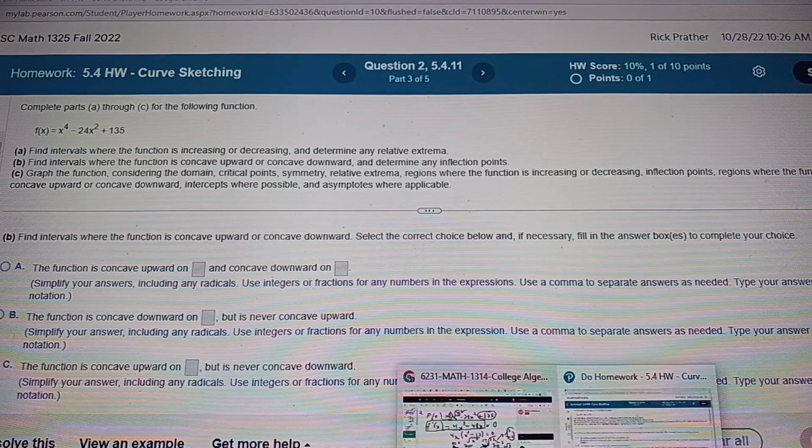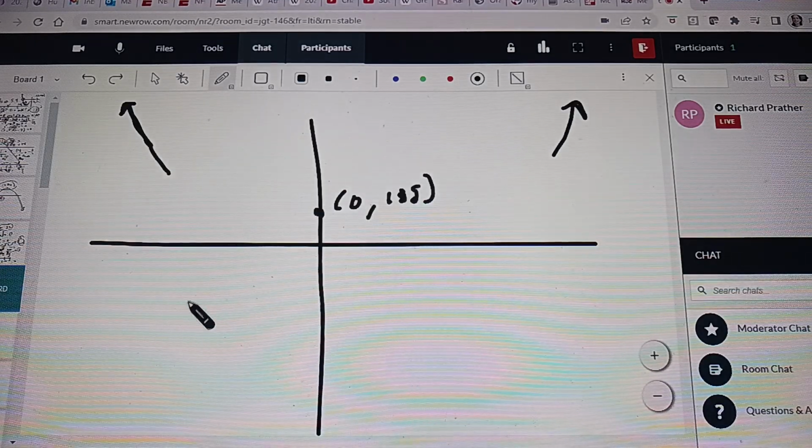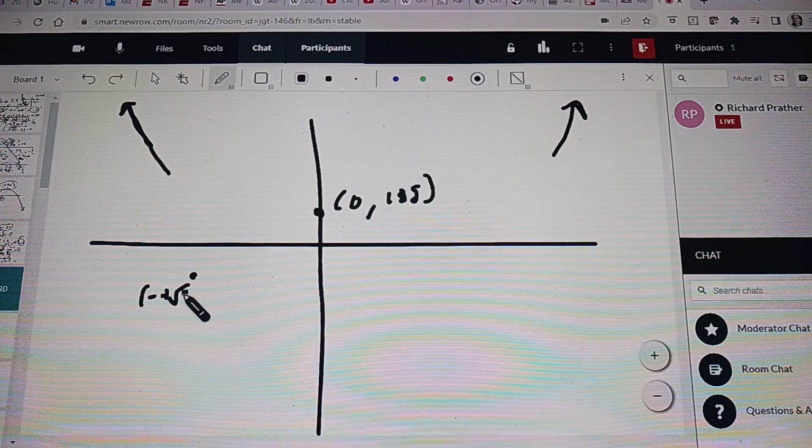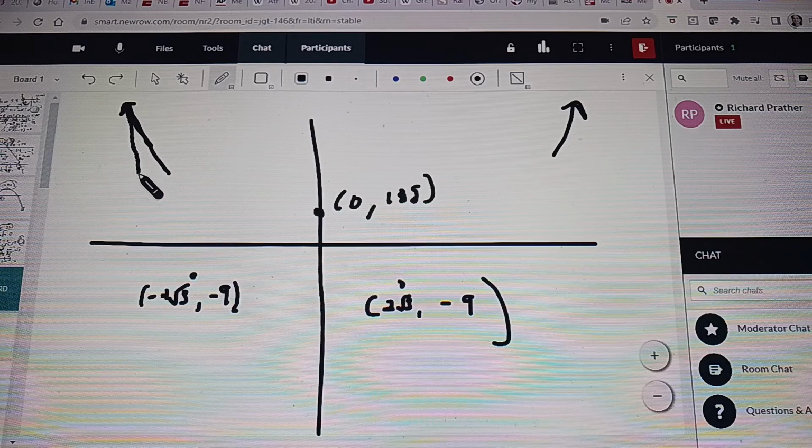Okay, then we're going to do concavity, but let's put on what we have here. So about -3.5, which is -2 square root of 3, that's when you hit -9. And then at +3.5, that's when you hit -9 again. So this will decrease till here, then increase till there, and then decrease till here, and then finish off up there. And when it's decreasing, I'll draw this a little better here. This is going to curve like a parabola, like a U shape, right through that minimum.